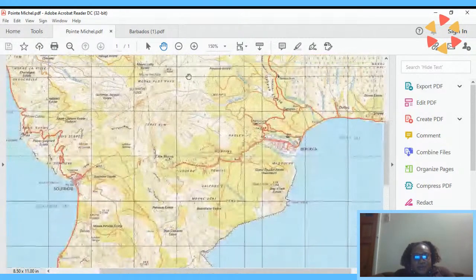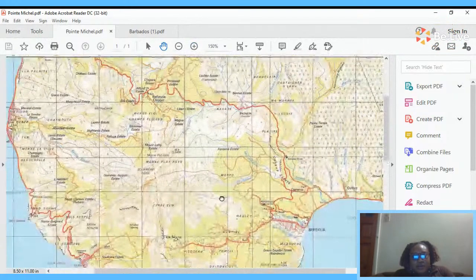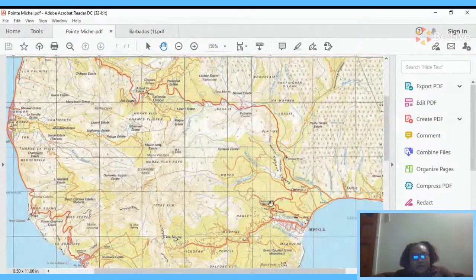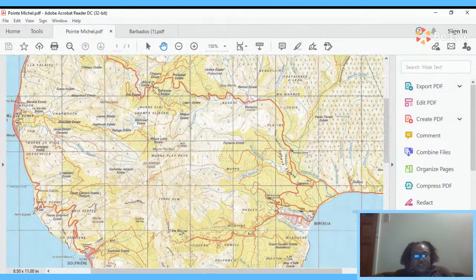So on this map, three ways in which relief has influenced the drainage on this map. Can you all see the map? Is the map clear on your end for you to be able to identify it? This is the last question, guys. Let's finish up strong.